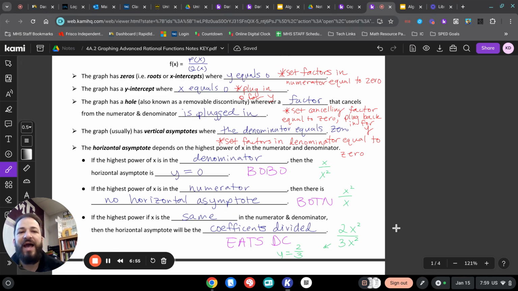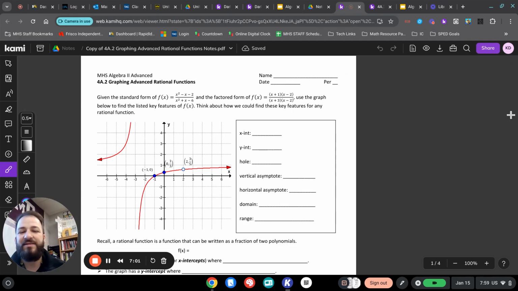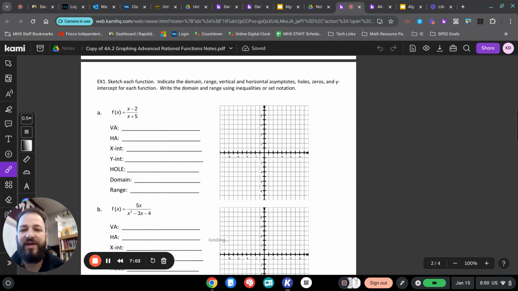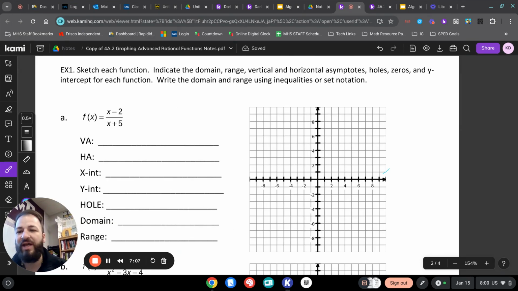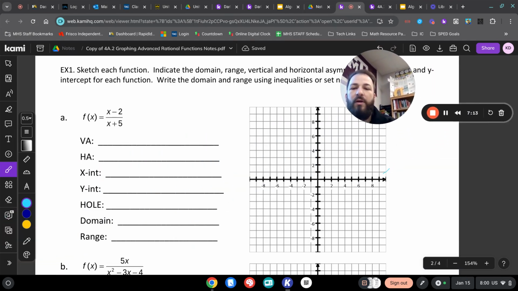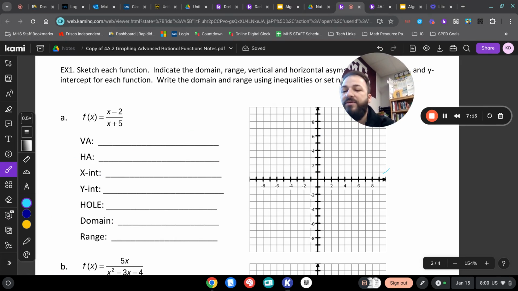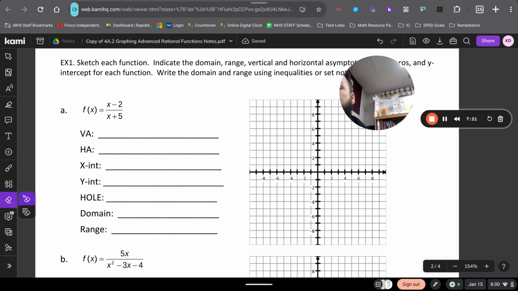So let's look at an example because this is kind of a lot of information you've been thrown right at the start of class. So let's actually do an example together, and I think it's going to start making a lot more sense. Okay, so we're going to look at A. We have f of x is equal to x minus 2 divided by x plus 5. And we're going to be finding all of that different information that we talked about.